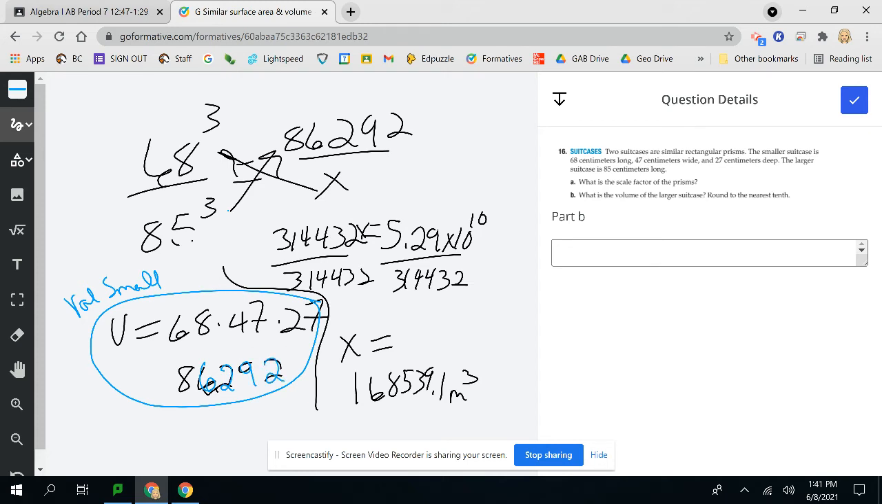Now, to compare the ratios, I cube it. So the volume ratio, I take my answer to part A and I cube it. So it's 68 cubed over 85 cubed, and that equals the volume of the small over X. I cross multiply, which gives me these really large numbers. I divide both sides by 314,432, and I get X equals 168,539.1 meters cubed.